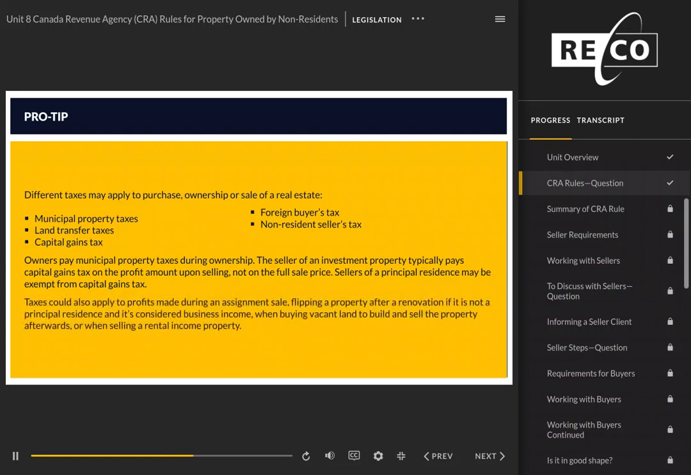Taxes could also apply to profits made during an assignment sale, flipping a property after a renovation if it is not a principal residence and it's considered business income, when buying vacant land to build and sell the property afterwards, or when selling a rental income property. Urge your clients to consult with a tax expert to clarify any questions or concerns.